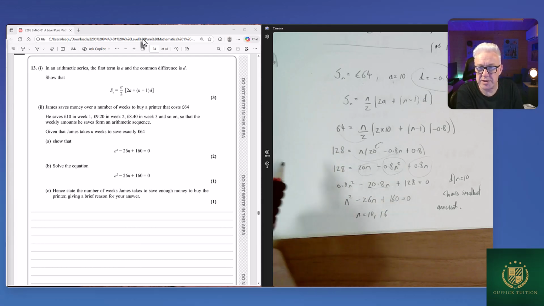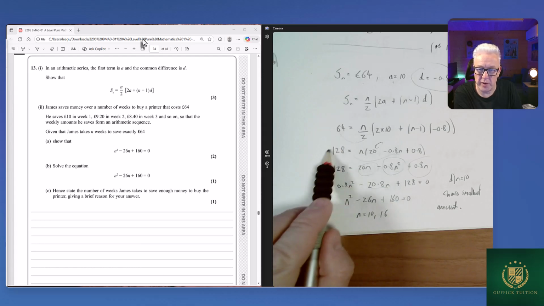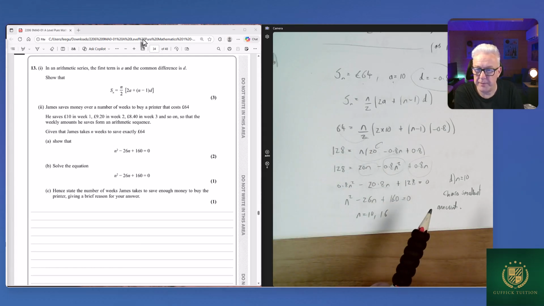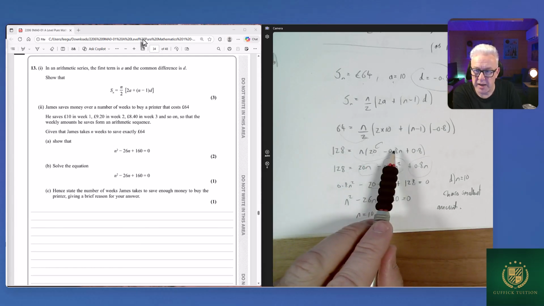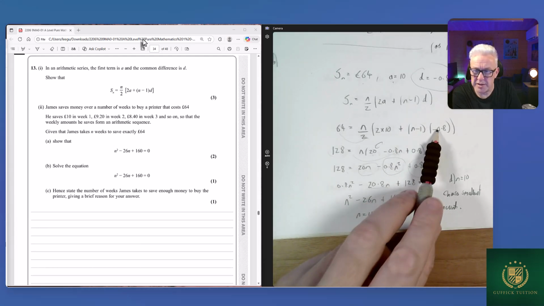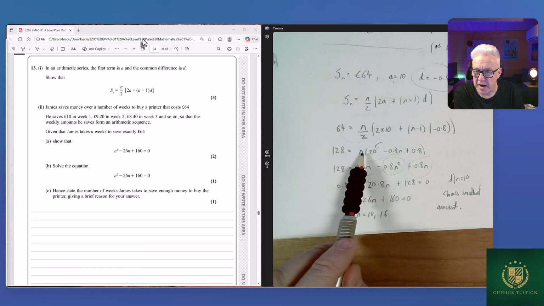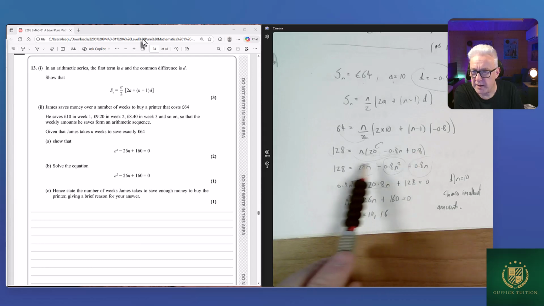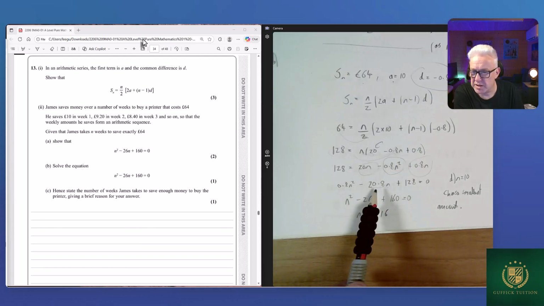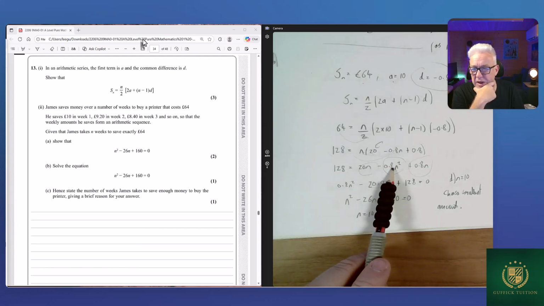So let me just review those steps. Step 1, times everything by 2, so 64 becomes 128. That 2 disappears from there. This is 20, that when you expand the bracket is minus 0.8n, and this is plus 0.8. So expand the bracket: 20n minus 0.8n squared plus 0.8n, collecting like terms with these two gives us 20.8n, and then we also get the minus 0.8n squared.